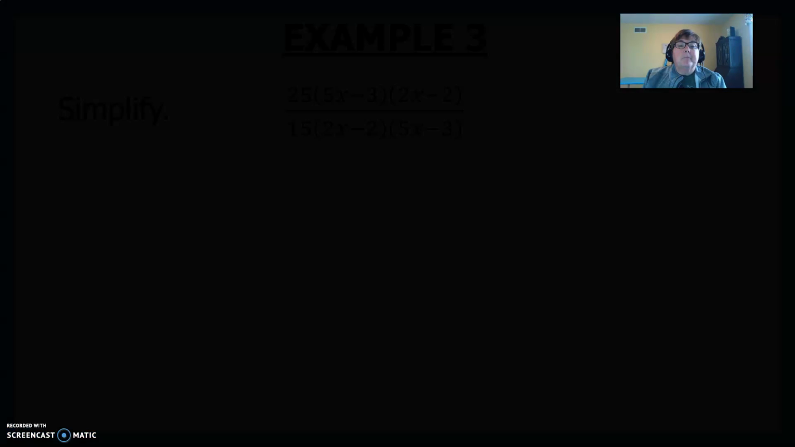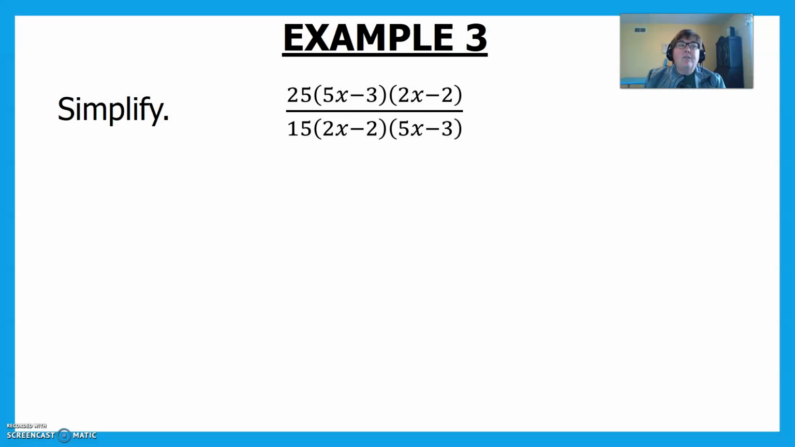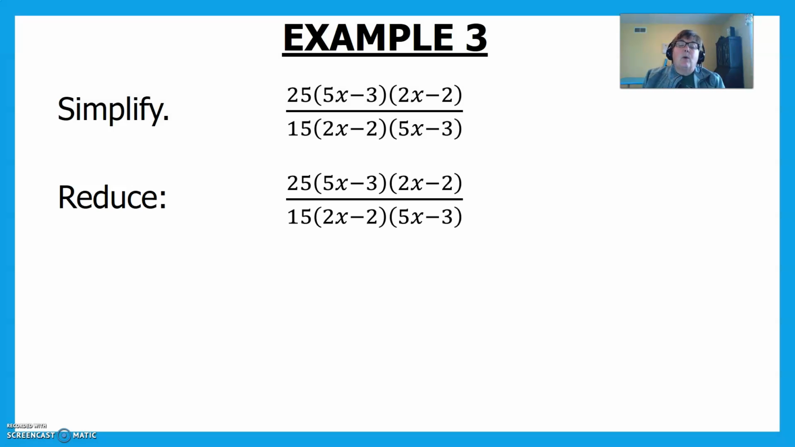Example 3. Again, it's already all factored for you. So we look at what can we reduce. Well, is there some number that goes into both 25 and 15? Well, sure, it's 5. So I cross off 25 and 15. I divide them both by 5. So 25 divided by 5 is 5, and 15 divided by 5 is 3.